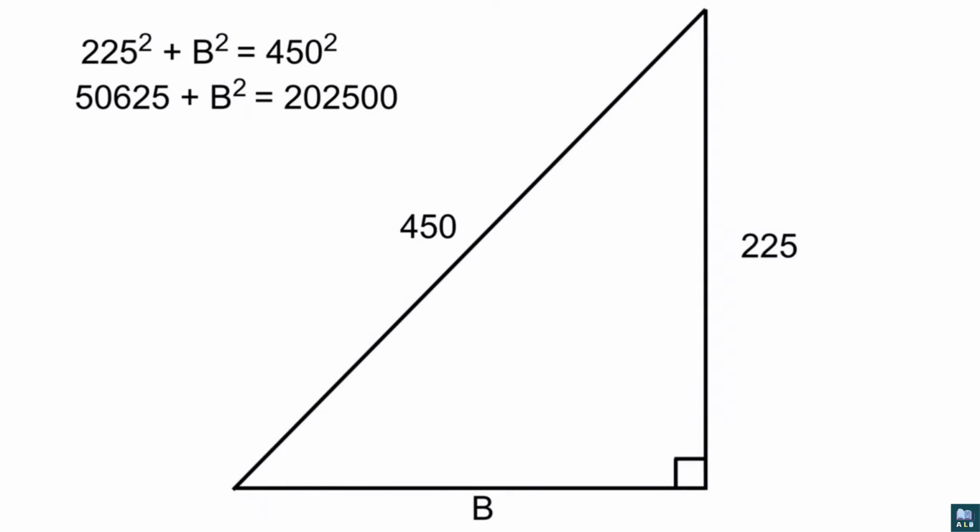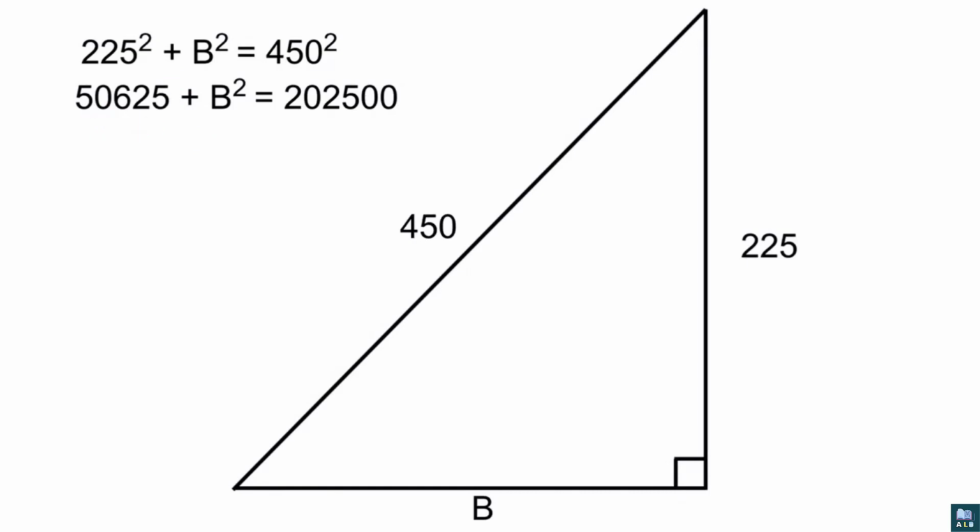So we see that 225 squared actually works out to be 50,625, that's a big number, plus b squared is equal to 202,500. Now we need to get b alone because we need to figure out what the b is, right? We're trying to figure that out. We can get rid of this 50,625 by subtracting it out of this side. See this plus here? That means that we have to subtract this to get rid of it.